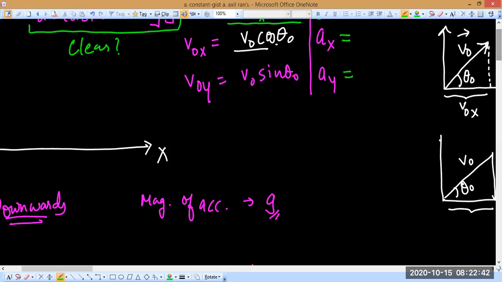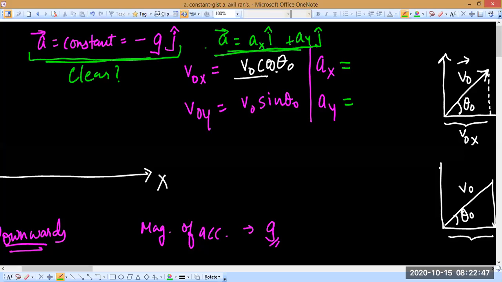What did I tell you? I said compare this. Are you listening? I said compare both of these and tell me what is AX, what is AY. No, Vedant, totally wrong. I said compare both of these. Yes, the correct answer is AX is 0 and AY is minus G.